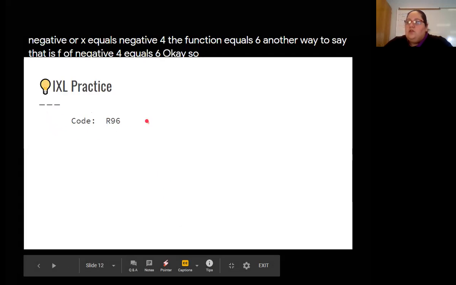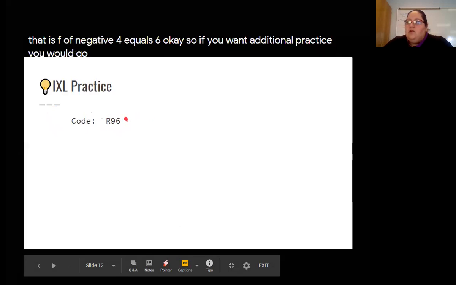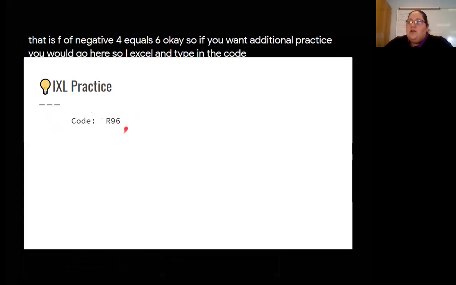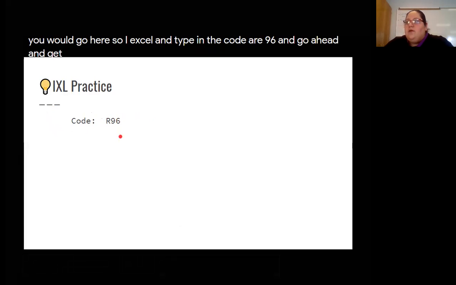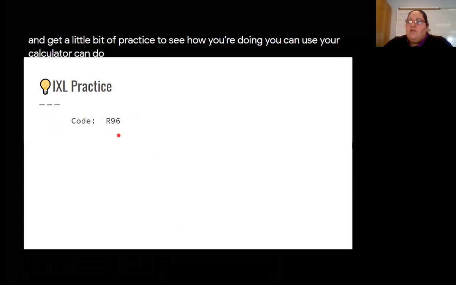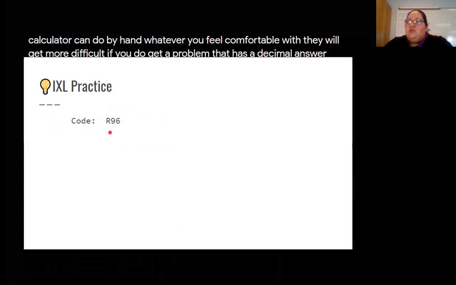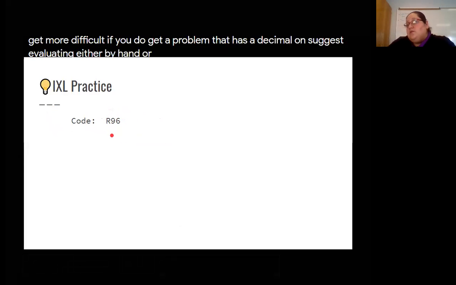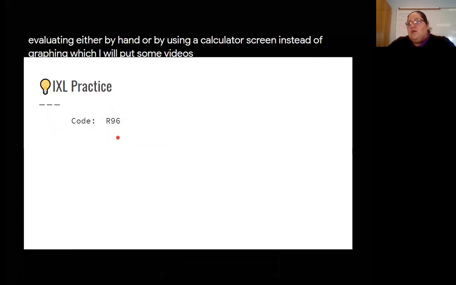Okay, so if you want additional practice, you would go here to IXL and type in the code R96 and get a little bit of practice to see how you're doing. You can use your calculator, you can do it by hand, whatever you feel comfortable with. They will get more difficult. If you do get a problem that has a decimal, I'd suggest evaluating either by hand or by using a calculator screen instead of graphing, which I will put some videos on later.